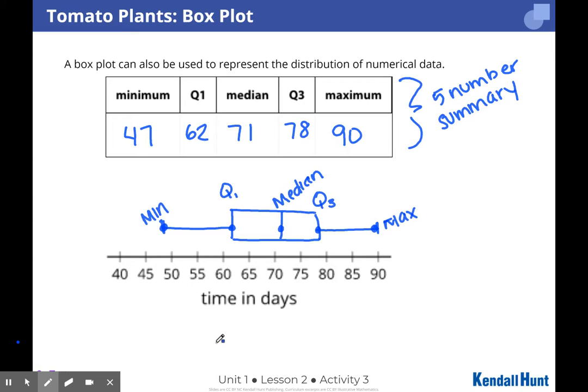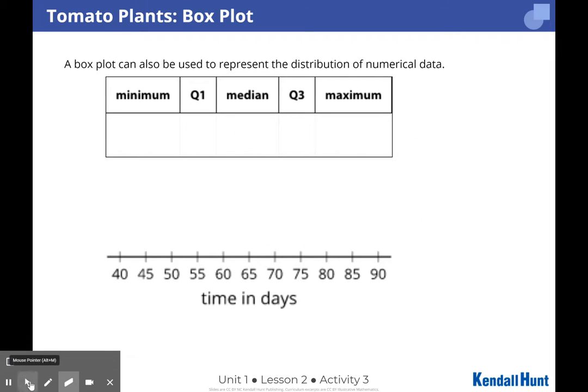And then I asked you, according to the box plot, what is the typical number of days it takes a tomato plant to produce fruit? And so if we're looking at a box plot, we would look at our median, and it would be 71. Okay. All right, I hope that cleared up some things for you.